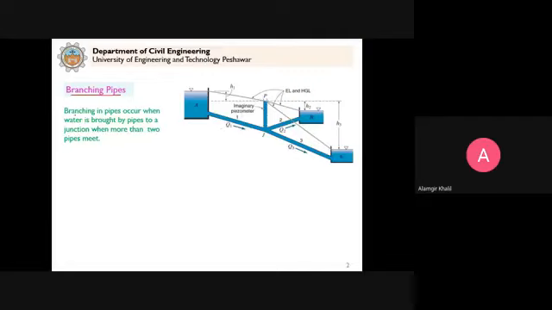So branching in pipes occurs when water is brought by pipes to a junction where more than 2 pipes meet. Clear? So you can see here that this J is the junction, the meeting of the 3 pipes. If we have 2 pipes, then it's not branching. Clear? More than 2 pipes meet. Clear? So it can be 3 pipes, 4 pipes, and so on.